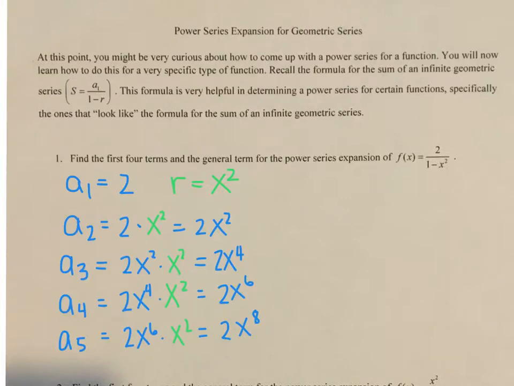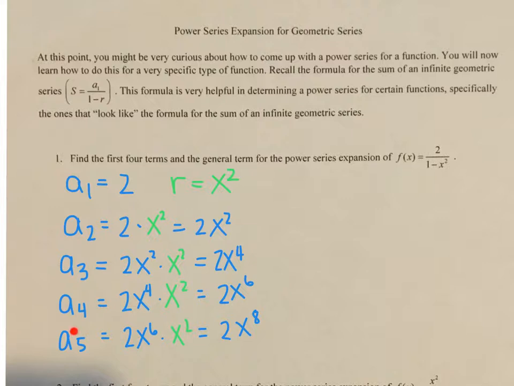Okay, so I know I wrote a bunch of stuff. See if you're with me. How do I find a sub 2? I take the previous term, okay, a sub 1, I multiply it by my r, and I've got this. How do I find a sub 3? I take my previous term, see the connection there, and I multiply it by my r. Now there's my a sub 3. How do I get a sub 4? I take my previous term and I multiply it by my r, and I get 2x to the 6th.